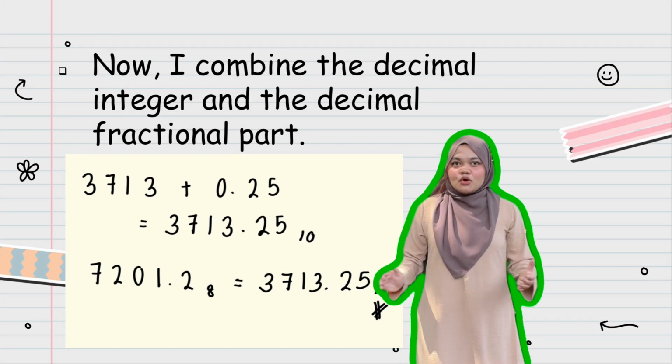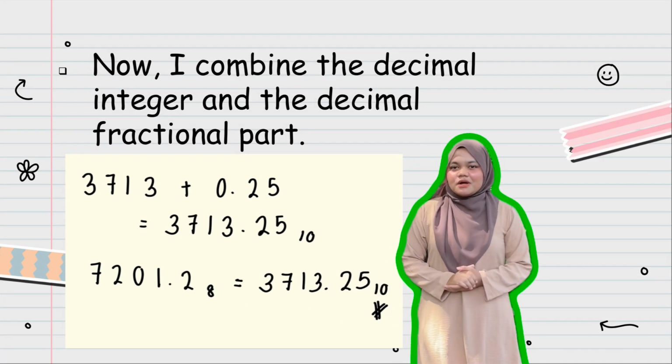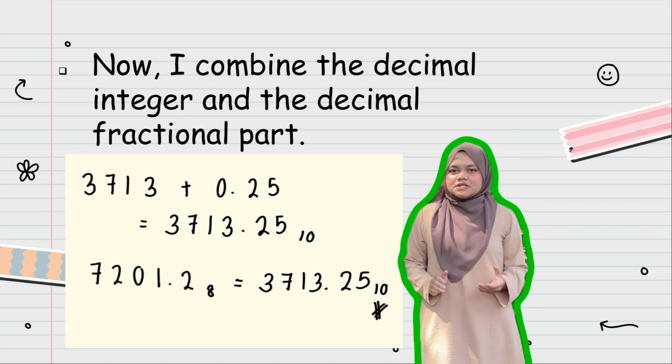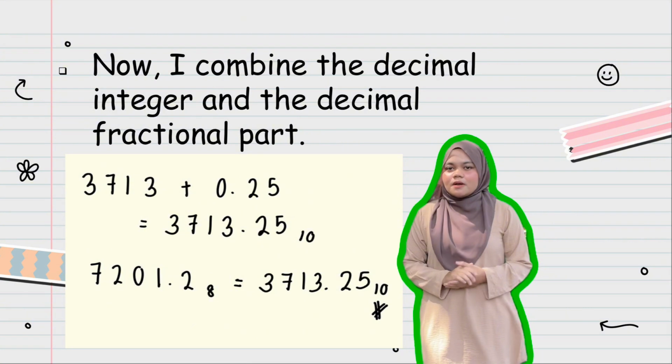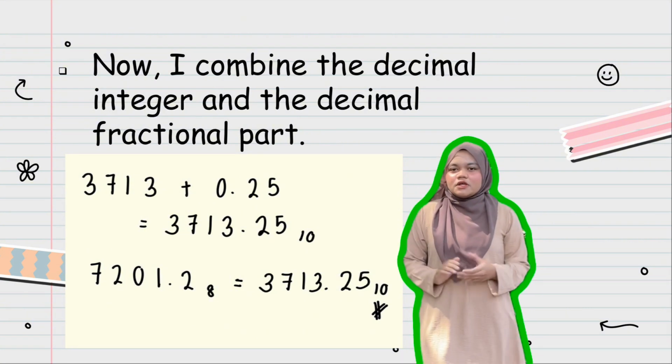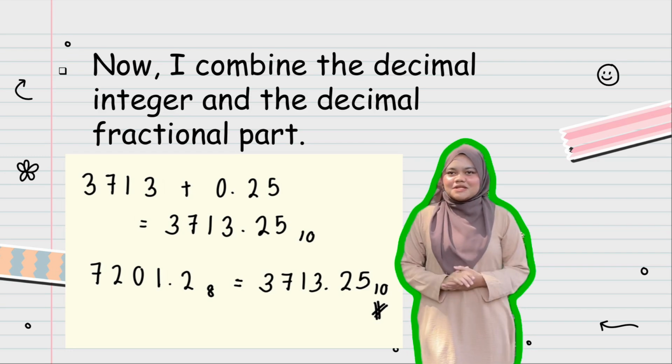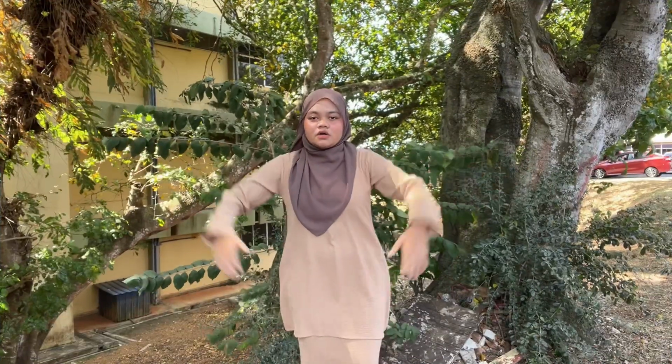Okay, for the final result, I combine the integer part and the fraction part, which is 3713 plus 0.25 equals 3713.25 base 10. Okay, this is exactly the same decimal number we started with, which proves that the conversion is correct. In conclusion, this video demonstrates two conversion methods.